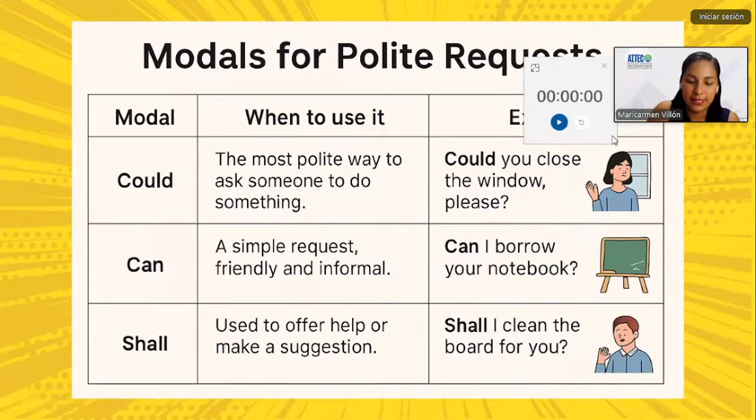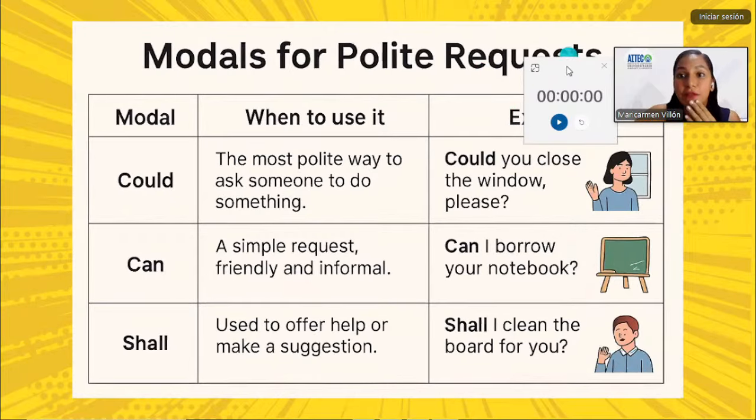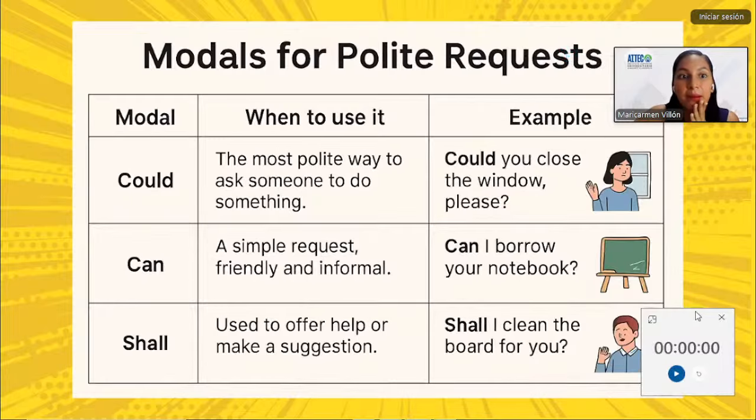All right, look at this. We said for polite requests, para peticiones amables, dijimos que íbamos a estar viendo aquí estas tres. Ya vamos a ver, dice could, can, and should. ¿Cuándo vamos a usar este could? Fíjense que dice when to use it. The most polite way to ask someone to do something. Oh, la forma más amable de preguntarle a alguien que haga algo. Ok. Example. Could you close the window, please?